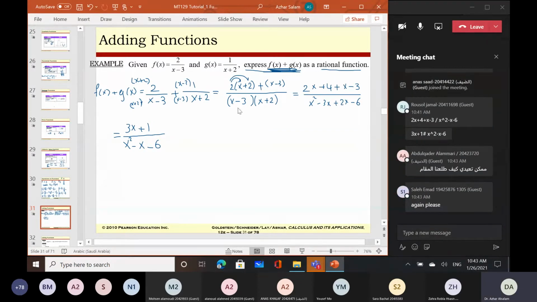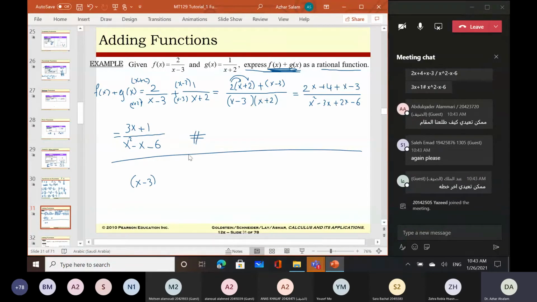Okay, I will repeat just the denominator, how I multiplied them. If I have x minus 3, of course I finished here. This is the final answer and the simplest form.